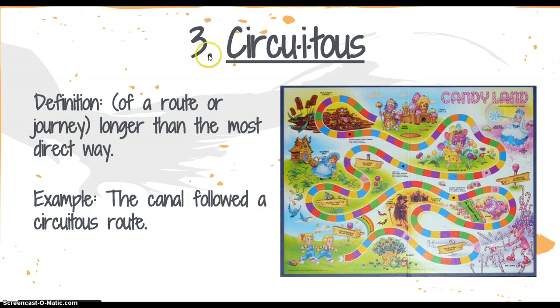Our next word is circuitous. Right here, you're going to separate the base word from the prefix, circuitous, right here. Definition of circuitous: of a route or journey longer than the most direct way. Definition again: of a route or journey longer than the most direct way. Example: the canal followed a circuitous route.